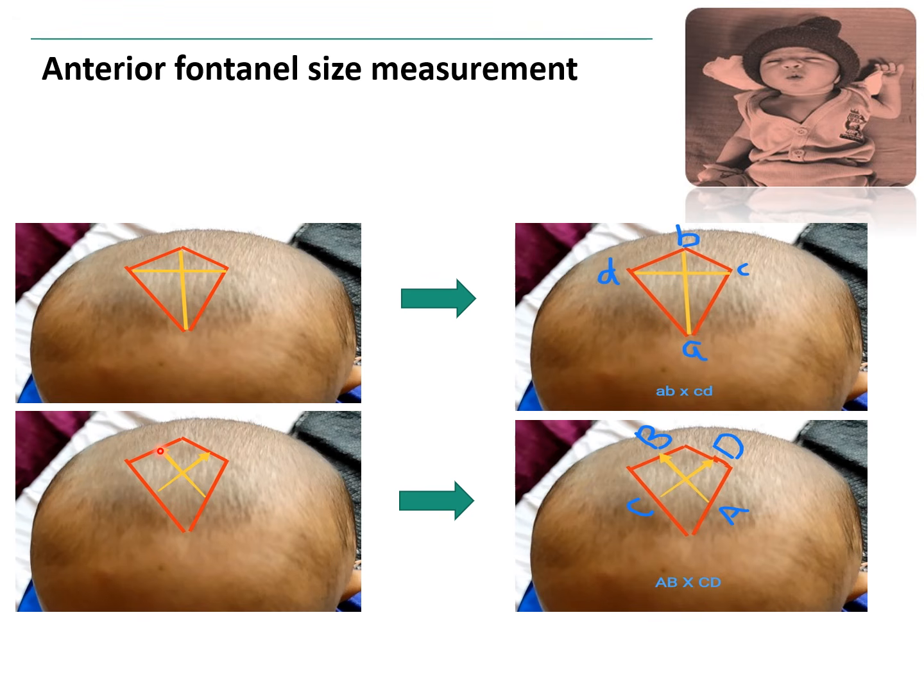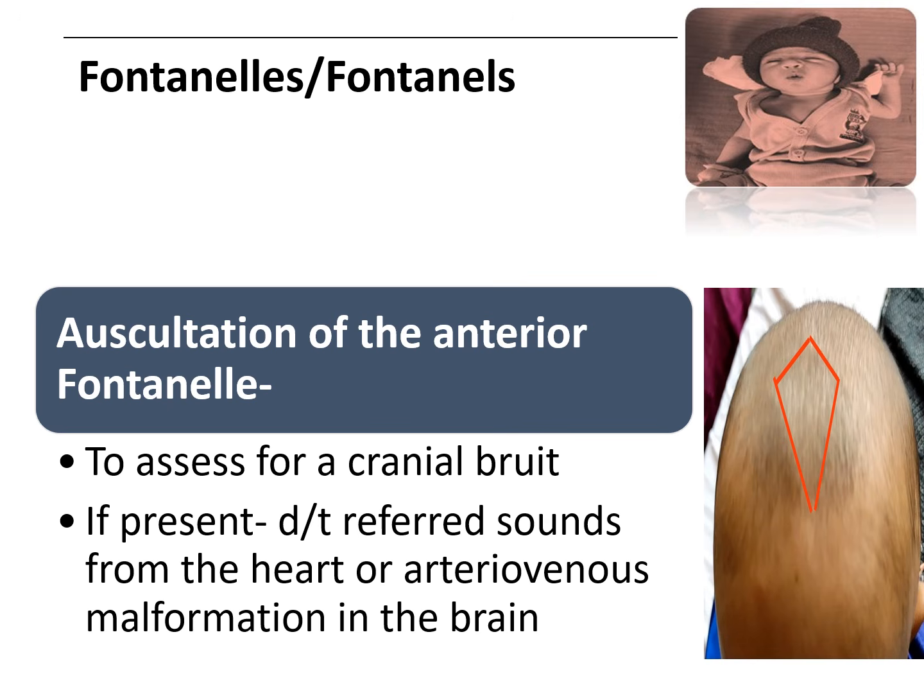Or we can take the midpoint of the border. So in this method you can see we can take the midpoint. So AB and CD again we have to multiply. So by these two methods we can measure the size of anterior fontanelle. Auscultation of anterior fontanelle should be done for the cranial bruit. If it is present, then it may be because of referred sound from the heart or AV malformation in the brain.